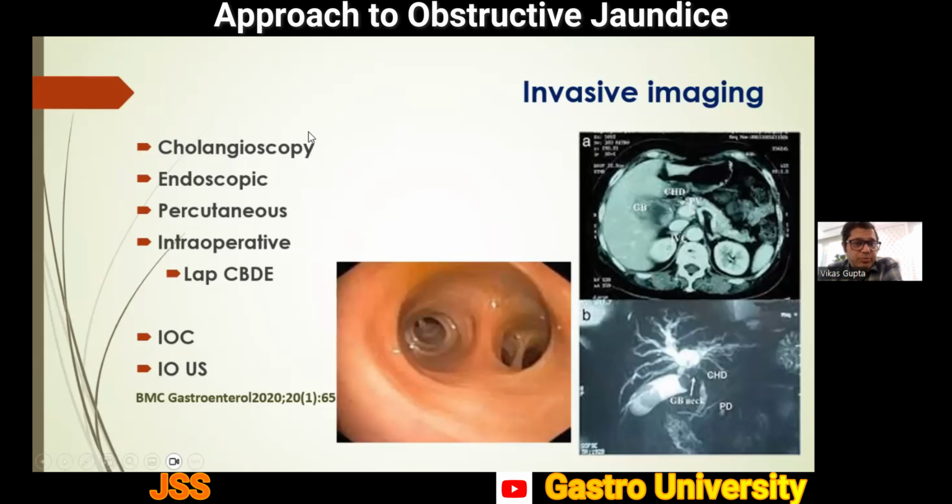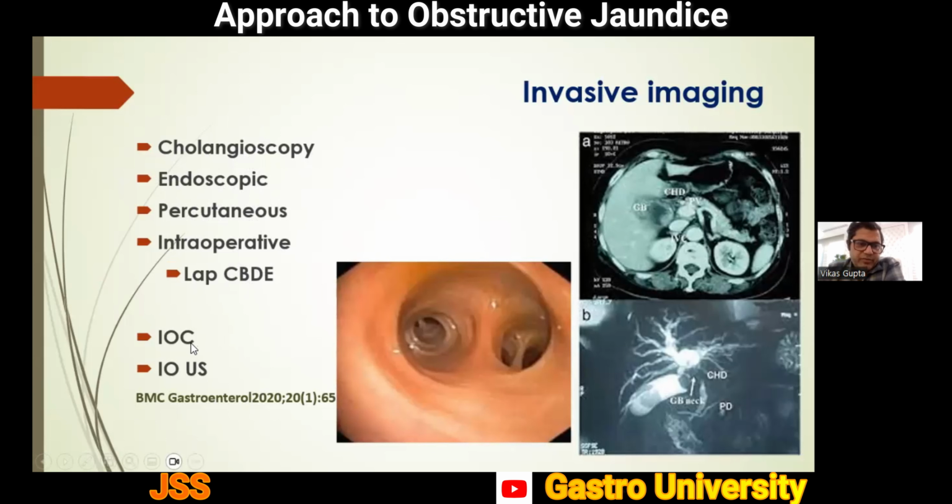Invasive imaging, again, over the last few years, has also come up. Cholangioscopy, direct cholangioscopy, is a possibility. It can be done either by using an endoscope, a mother baby scope going into the duodenum and then cannulating the bile duct, and from the working port of the endoscope, we can put another scope to visualize the bile ducts. Or we can do it percutaneously using a PTBD catheter track. We dilate the track and put a cholangioscope in, and intraoperatively cholangioscopy is done, particularly when we are doing laparoscopic common bile duct exploration.